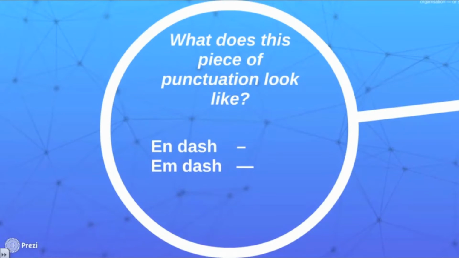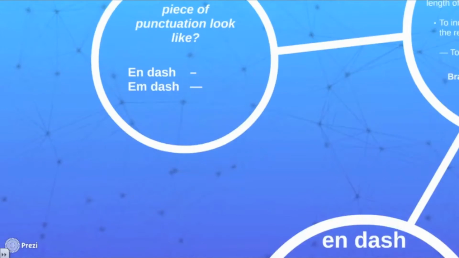So what does this piece of punctuation look like? Well, as you can see on the screen, there are two different dashes. There's the N dash and the M dash. And they're called that because the N dash is the length of a letter N and the M dash is the length of a letter M. And they have two different functions.